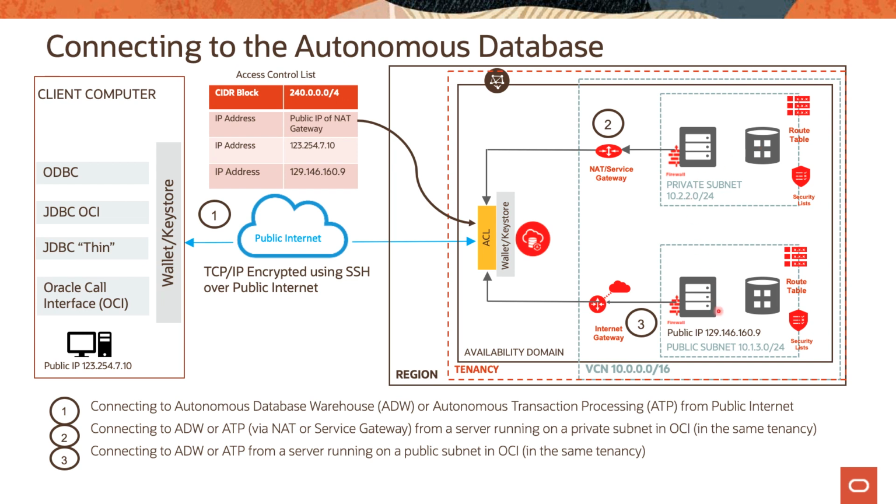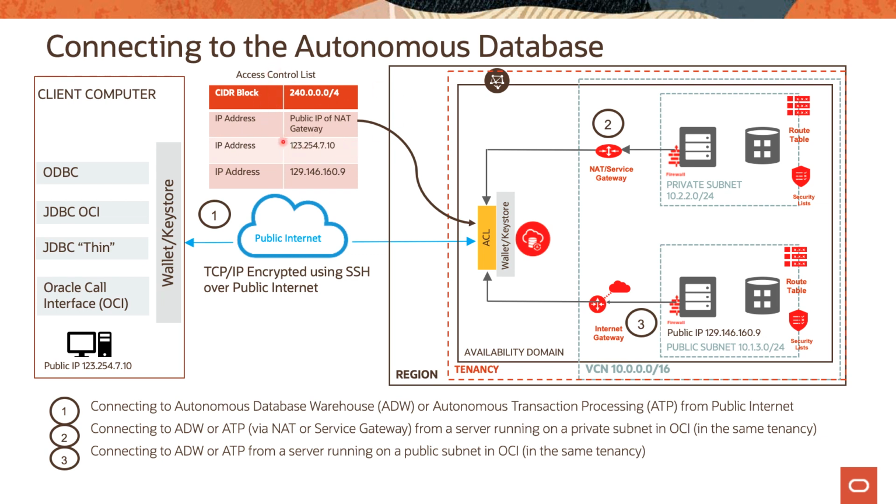And for connections to autonomous database from a compute instance running on a public subnet of Oracle Cloud Infrastructure, you will just take the public IP and add it to the access control list. And finally, for the access over the public internet from a computer running on premises, you will grab the public IP and add it into this access control list.